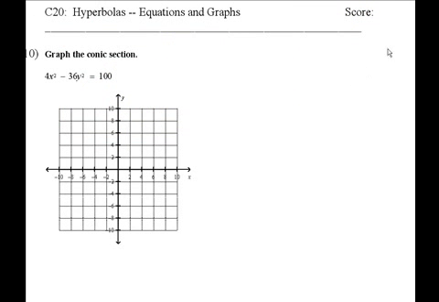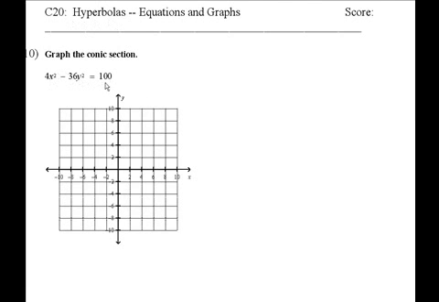We're going to graph this conic section. We know this conic section is a hyperbola, partially because this is the section on hyperbolas. But we should also know it because we see a 4x squared minus a 36y squared. So that's a hyperbola. I don't want to see it in this form because I don't know what to do with it with the 100 here.